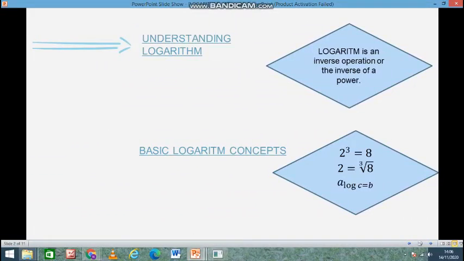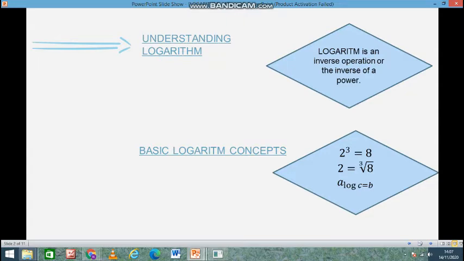Understanding logarithm or definition of logarithm. Logarithm is an inverse operation, or the inverse of a power. Next, basic logarithm concept. Example, 2 to the power of 3 equals 8. 2 equals the cube root of 8.